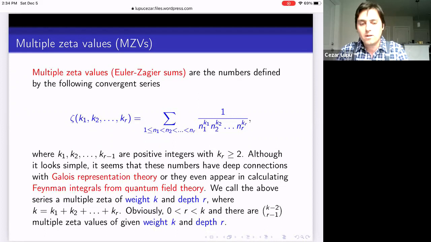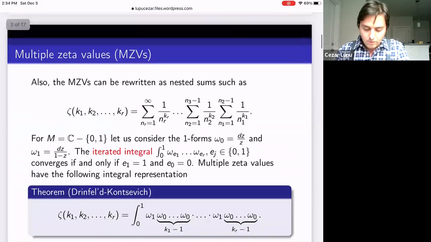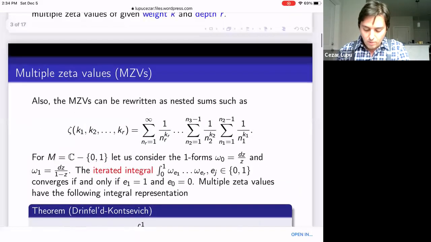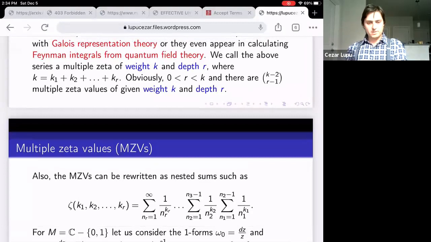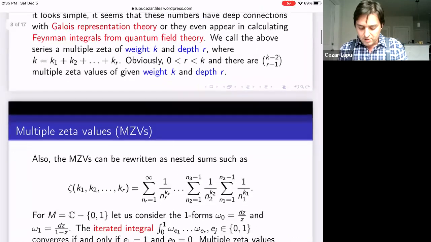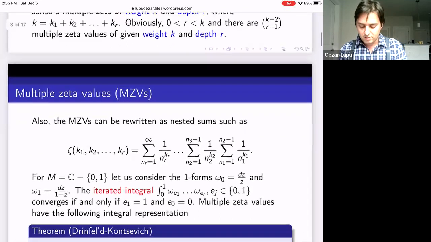And obviously, when R is between 0 and K, there are K minus 2 choose R minus 1 multiple zeta values of weight K and depth R. All right. Now, of course, we can rewrite them in the following way. In fact, I can express them as an iterated series as well, and this will be important, especially when we try to compute them. You will see that I will express them in this way.